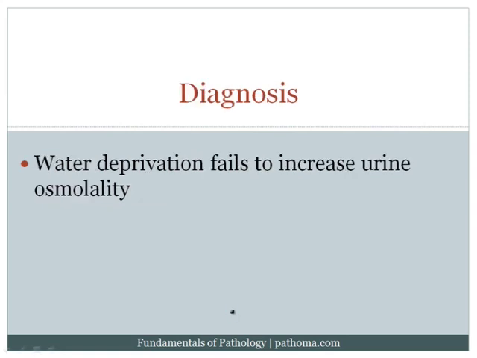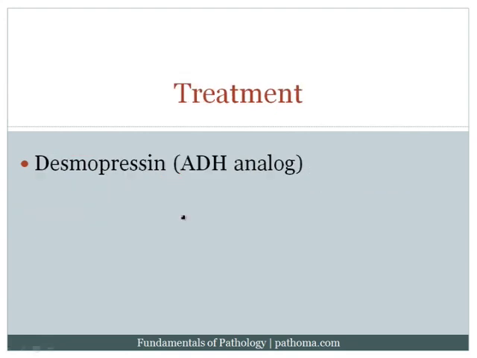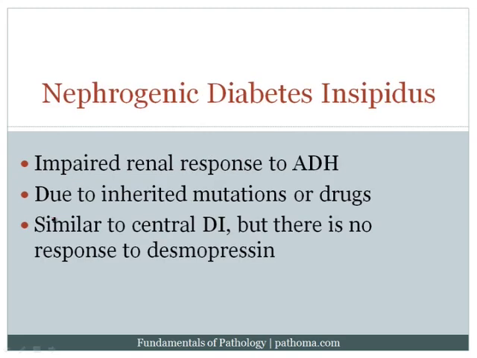Diagnosis is made by the water deprivation test. If you force a person to not drink, that should result in dehydration, which would then result in concentration of the urine. However, they're not able to concentrate the urine because they have too little antidiuretic hormone, and so therefore they will not be able to increase the urine osmolality, i.e. they will not be able to concentrate the urine. The treatment would be to give ADH, and so you can give desmopressin, which is an ADH analog, which would then reverse the symptoms.